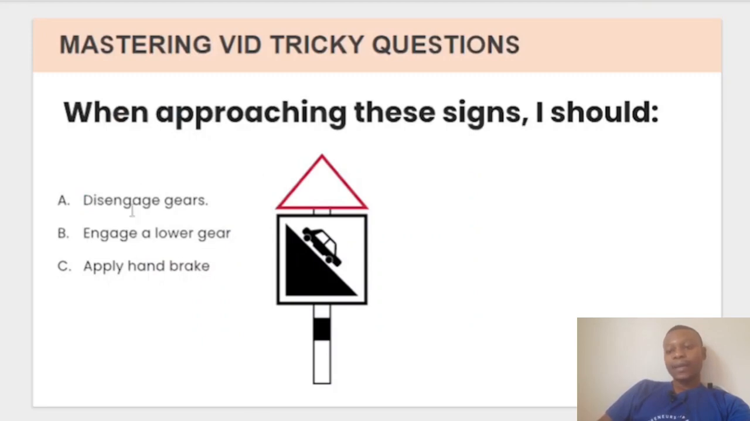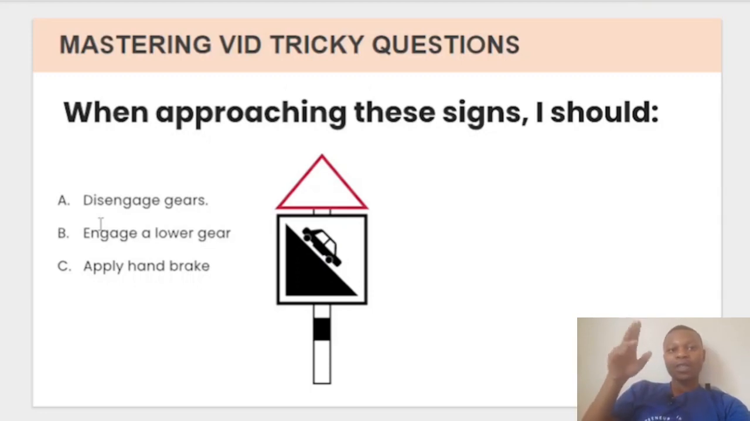Now most people do get confused with this sign, so I'm just going to talk a lot about that sign. That sign is what we call a steep descent. When you're approaching a sign like this, you should engage a lower gear. So the correct answer here is B. When approaching a steep descent sign, you should engage a lower gear.